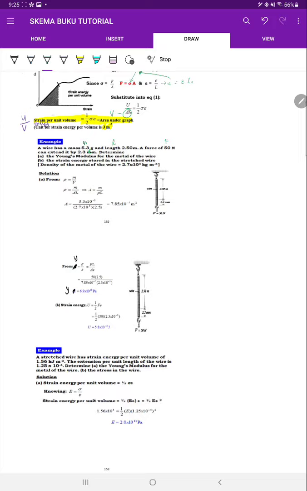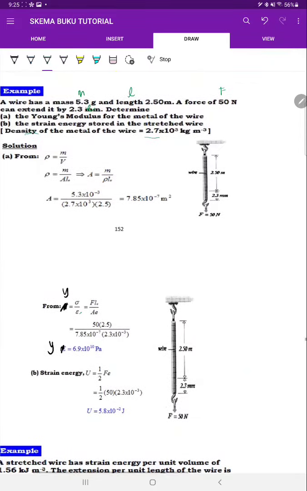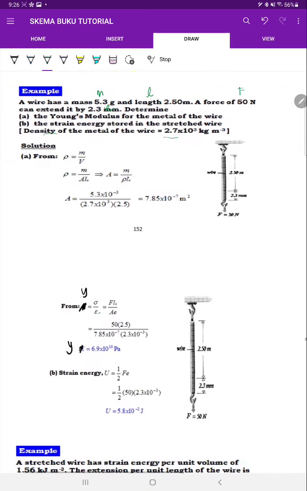Dari sini kita tengok dia dah bagi density. Young modulus sama dengan stress over strain ataupun FL over Ae. Kita ada dah F. L dah ada, L naught tu maksudnya original length. A ada ke? A tak ada. Tapi kita ada e, elongation. So, kita kena cari area.